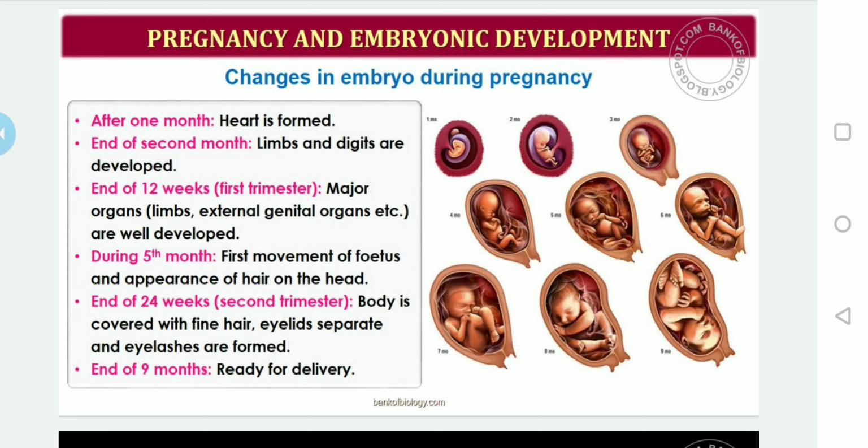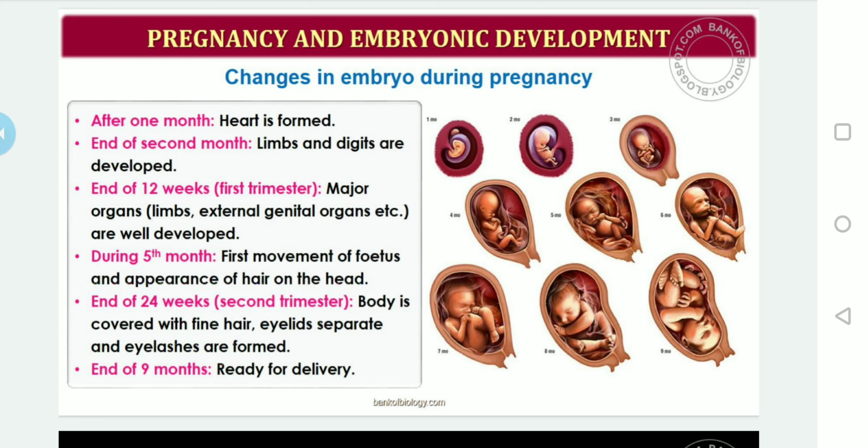Generally, after the 1 month of the pregnancy, the embryo's heart is formed. The first sign of growing fetus may be noticed by listening to the heart sound carefully through the stethoscope. So this is very amazing actually. So after the 1 month only, the embryo's heart is formed. Then by the end of 2nd month of the pregnancy, the fetus develops limbs and digits. So this is very wonderful, the mechanism.